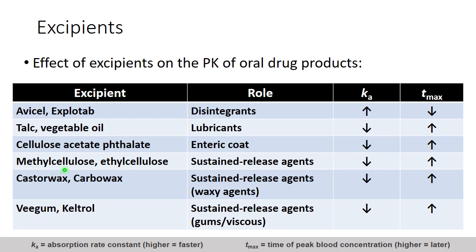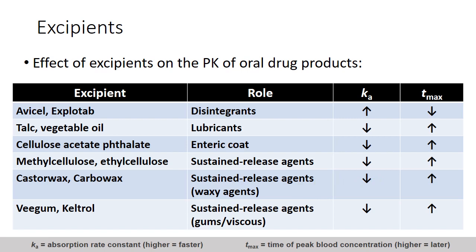Methylcellulose, ethylcellulose, they're incorporated into solid dosage forms intentionally to make them take longer to dissolve and/or disintegrate. That's the purpose of them, for sustaining the release, for a longer absorption time. So instead of 1 or 2 hours, it might be 3 or 4 hours. What that'll do is reduce the rate constant for absorption and make it take longer to get to the peak concentration. Castor wax, carbo wax, those are sustained release agents. They do the same thing.